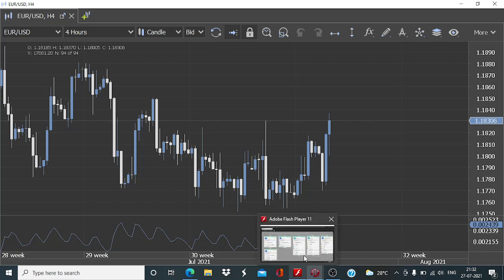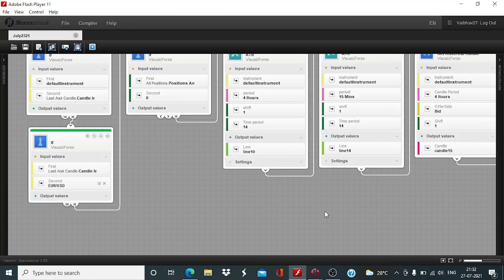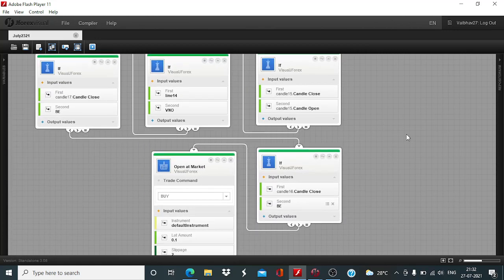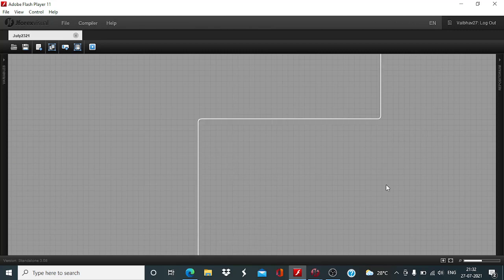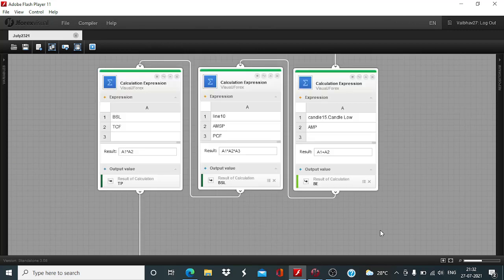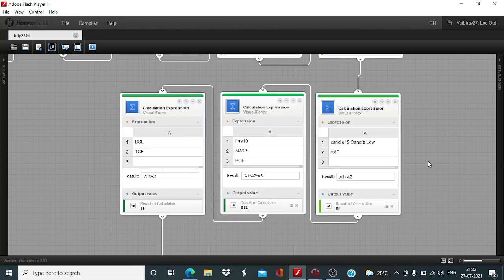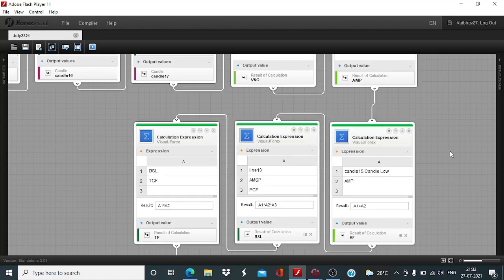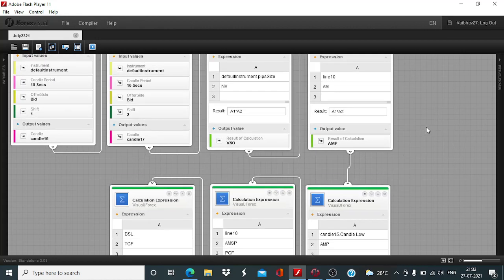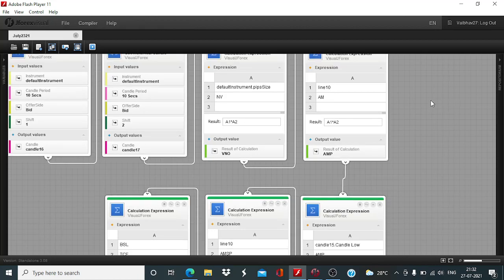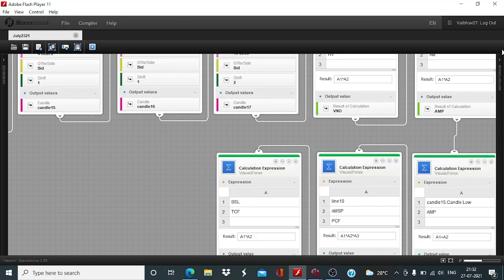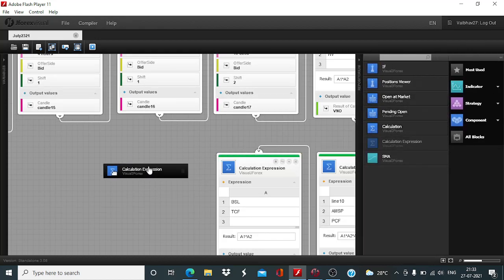So now we go back to the setup, and we will have to place similar kind of conditions. We will have to take into consideration these calculations which we have already carried out. So today we will need one more calculation for defining the entry point. We will have to deduct the AMP, which is 20% of the 4 hourly ATR. We will have to subtract it from the last 4 hourly candle's high, and that will be our execution point. So I will add a calculation expression here.